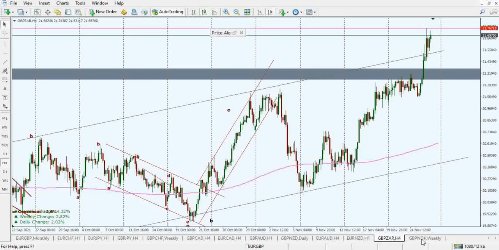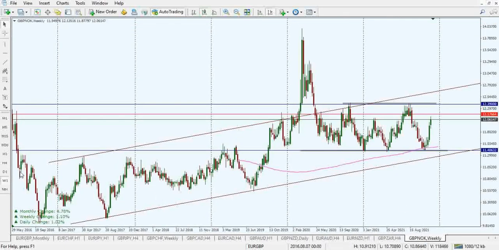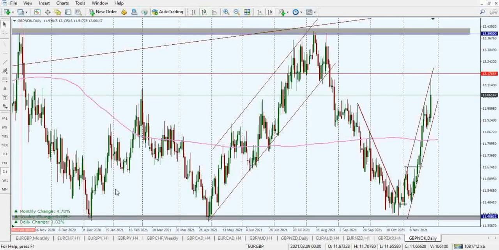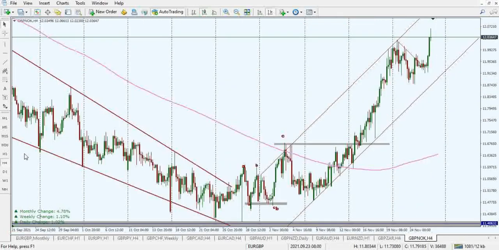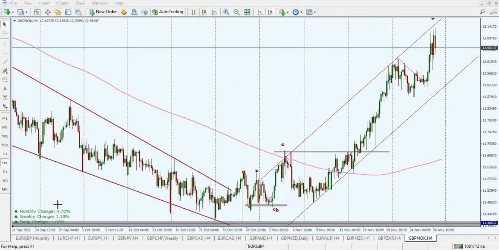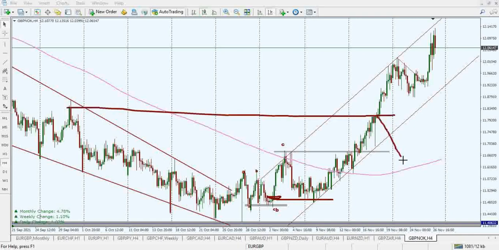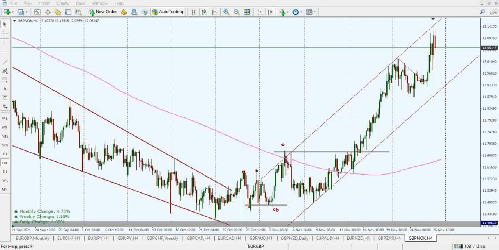Okay, GBPNOK here, I did take some cool trades off this one back at this point. I took some good trades off at this point here, and I hopped off here. I thought that I would be seeing more of a pullback. But I hopped off here, and I'm not going to be in a hurry to take the next trade decision for this one. I'm just going to have to wait.